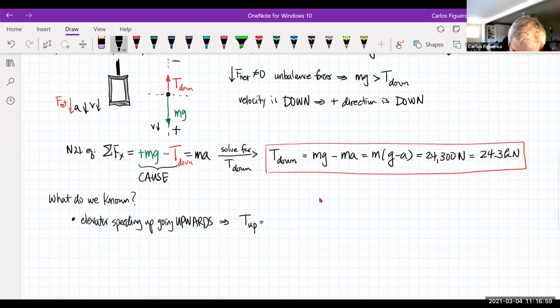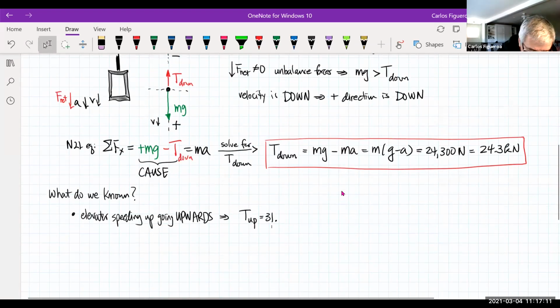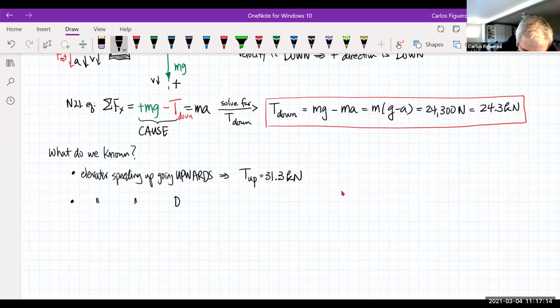So it's 31.3 kilonewtons. And then we looked at an elevator speeding up, going downwards. And if we compute that, what we're seeing here is that this number is 24.3 kilonewtons. So you can see that there are values like this. So the question is, what does this even mean here?